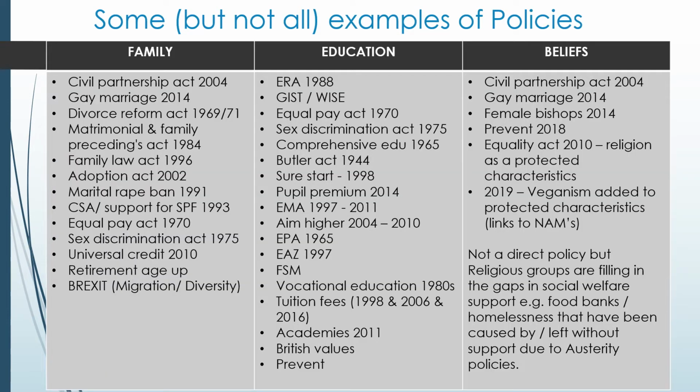So this is the list of some, but not all, of those policies that I mentioned previously. For family, we saw the Civil Partnership Act, gay marriage, Divorce Reform Act. A lot of the policies either changed the structure of family by changing divorce proceedings, making it easier, quicker, or slowing the process down. We saw changes in family structure with civil partnerships, gay marriage, adoption. We saw changes in the role of women with equal pay, sex discrimination, marital rape ban.